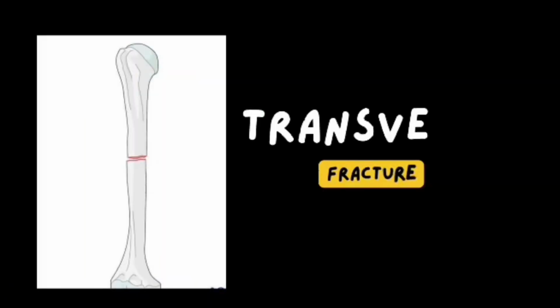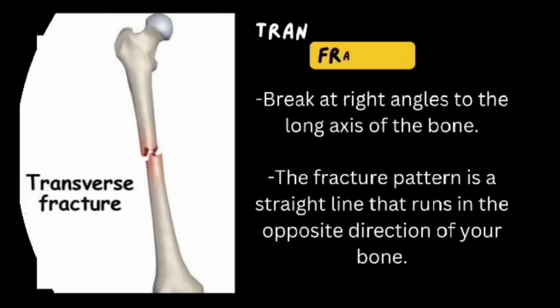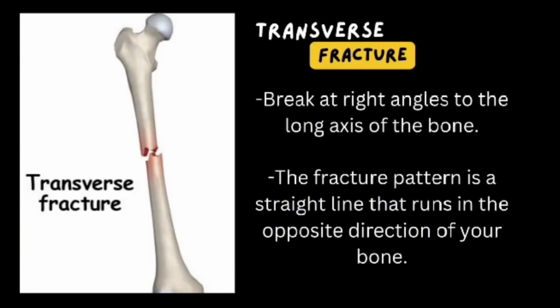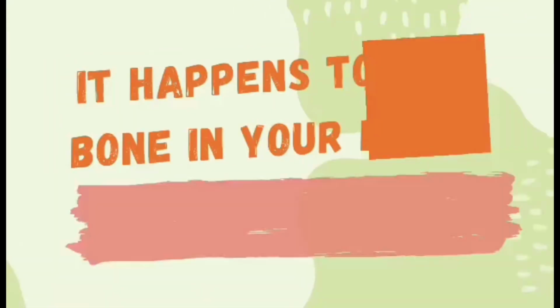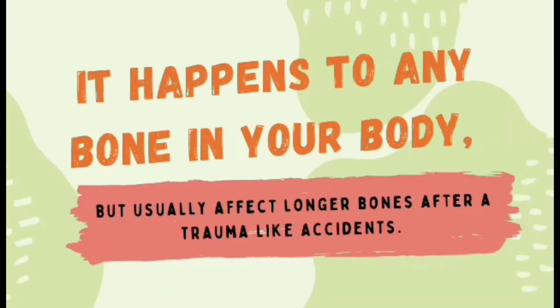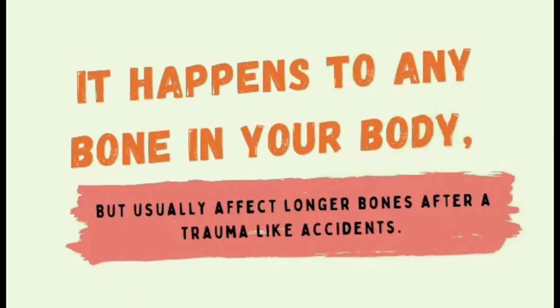a transverse fracture. A transverse fracture is a break at right angles to the long axis of the bone. The fracture pattern is a straight line that runs in the opposite direction of your bone. It can happen to any bone in your body, but usually affects longer bones after a trauma like an accident.